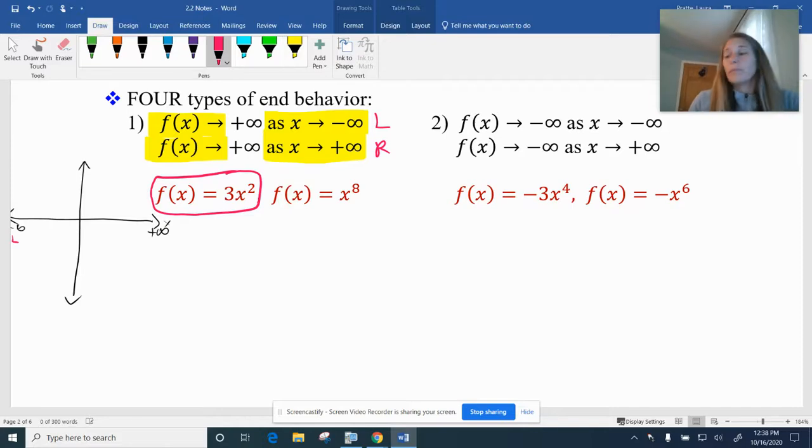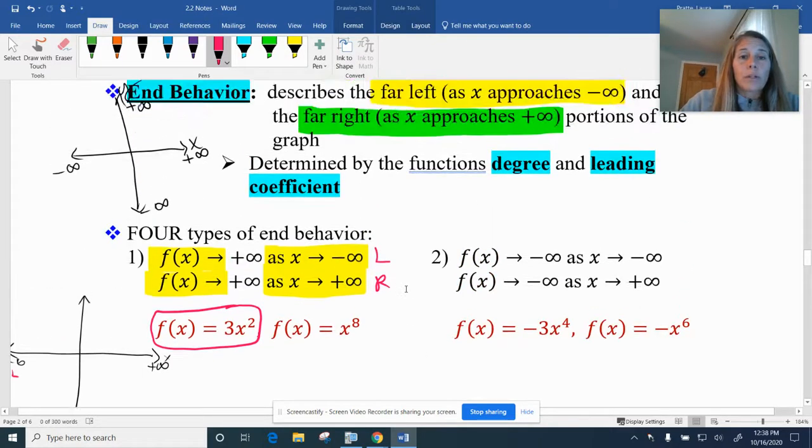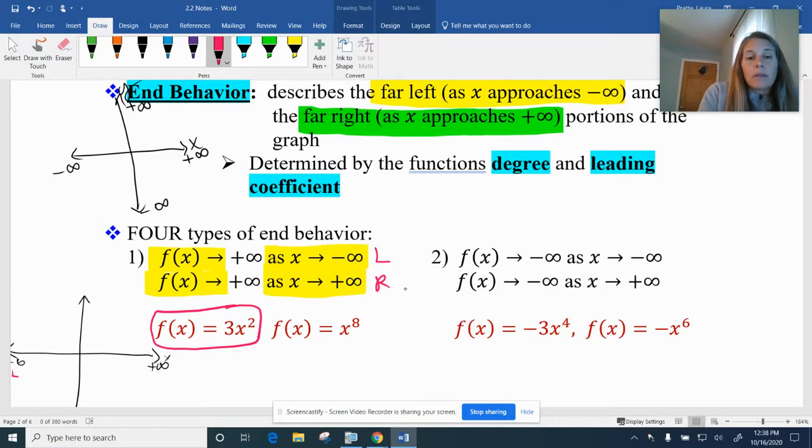Now, let's go over how we're going to do this. So because I see this lead coefficient here, and I also have an exponent, right? So this end behavior is determined by the function's degree and leading coefficient, which is really important when we put it in standard form, because we also use that leading coefficient and degree to determine what type of polynomial it is and all of that.